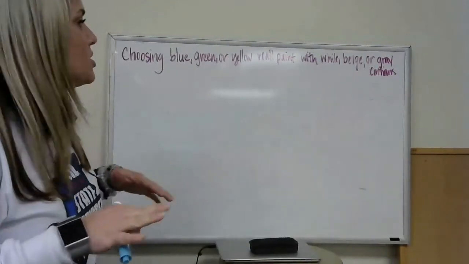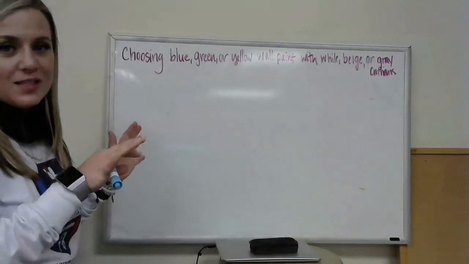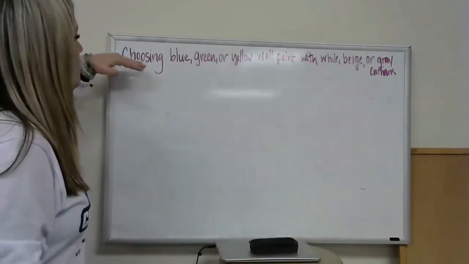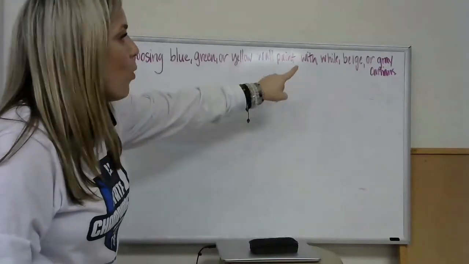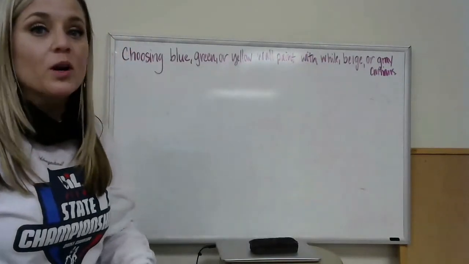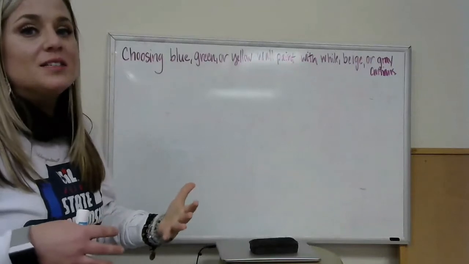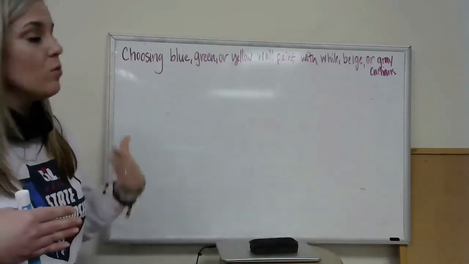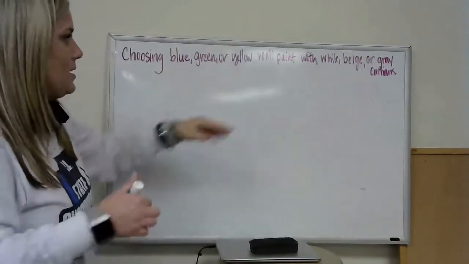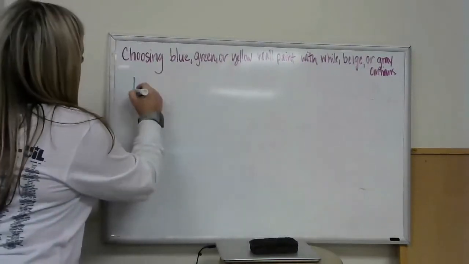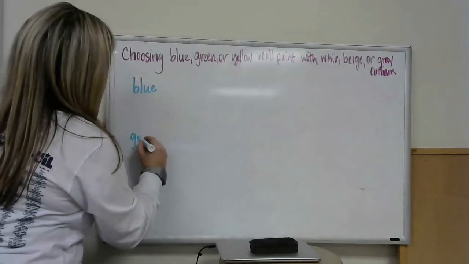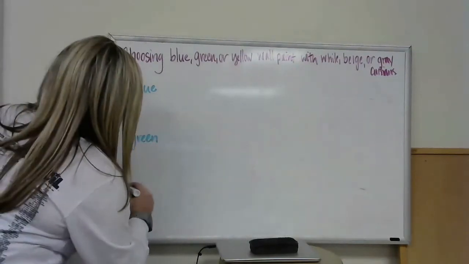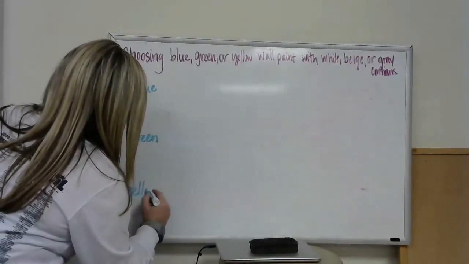Okay, guys. So here is our scenario: choosing blue, green, or yellow wall paint with white, beige, or gray curtains. We want to create a sample space to see the different possible combinations. So what we're going to start with is the paint. I'm just going to do it like this: blue, and then green, and then yellow down here, okay?